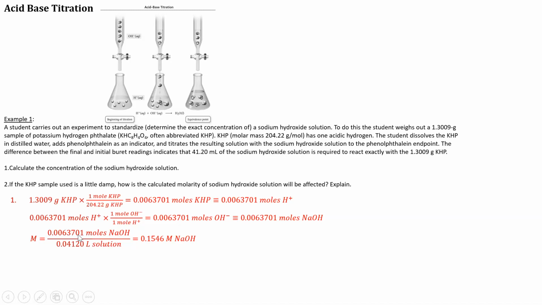0.004120 liters solution. I've got the number of moles of NaOH, divide those to find the molarity, and that is the concentration of sodium hydroxide. Now, the second part says if the KHP sample used is a little damp, that means wet, how is the calculated molarity of the sodium hydroxide solution affected?